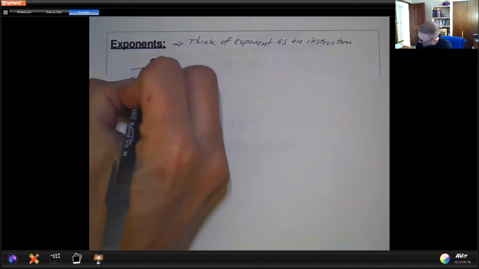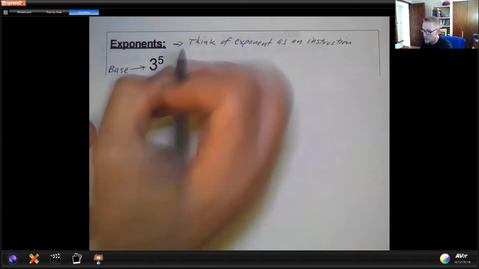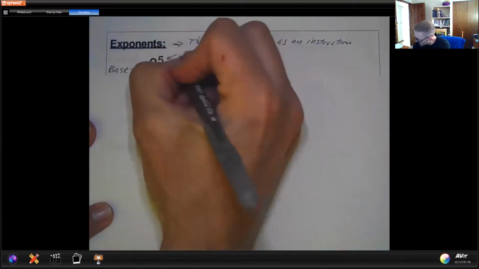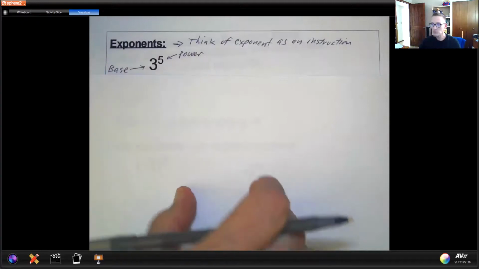We'll talk a little bit of vocabulary here. The big number there, that's considered the base. All right, and then the little number up there, the exponent, we refer to that as the power.